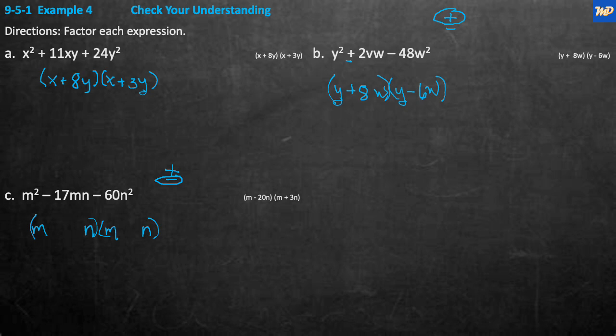What factors of 60 can give us 17? Well, it comes quickly to me because it could be 3 and 20, because 20 minus 3 is 17. But guess what? We want the 20 to be the negative, don't we? So we're going to say negative 20 and positive 3. Negative 20 and positive 3 gives us negative 17, and it's n and m all taken care of.